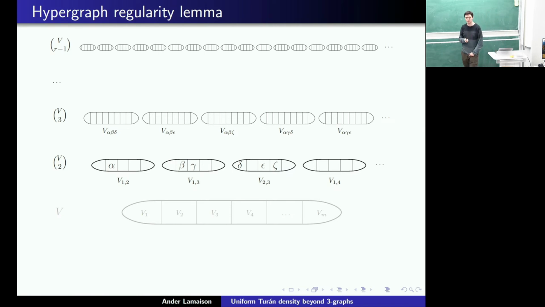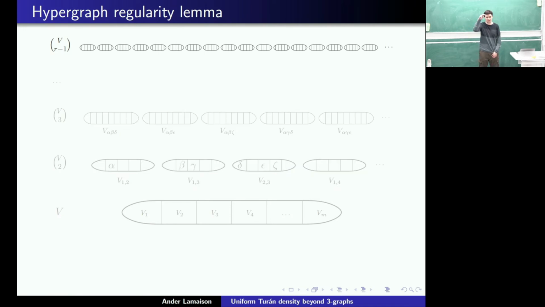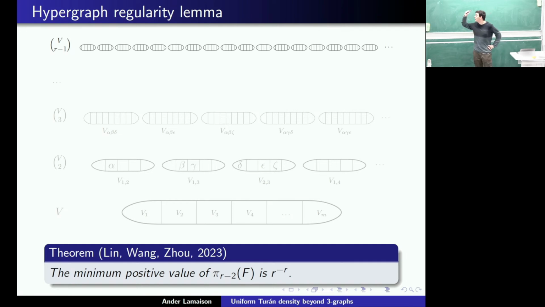Well, one possible thing that we can do is to strengthen the quasi-randomness condition, make it something stronger, so that it's not just all sets of vertices that look the same, but all sets of R-2 tuples of vertices look essentially the same. That way we would remove all layers except the very top one. Indeed, this is something that you can do. I'm not sure whether Erdős and Sós considered it, but certainly Reiher, Rödl, and Schacht already looked into this extra condition. And in fact, Lin, Wang, and Zhou gave the minimum positive value of the uniform Turán density in this strengthened quasi-randomness condition.